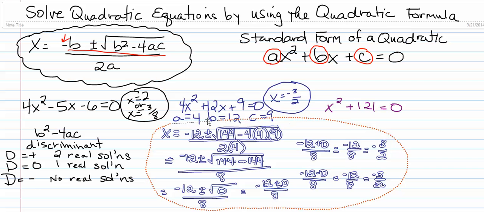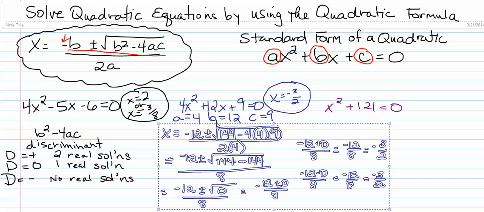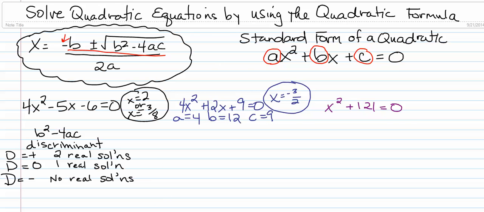All right, let's move on to problem number 3. This is a little different scenario here. We only have 2 terms, but we still need to know an a, a b, and a c. So the number in front of x squared, there isn't one, so it would be a 1. The middle term that has the x on it is missing completely from this problem, so that must be that b is 0. And c is going to be 121.